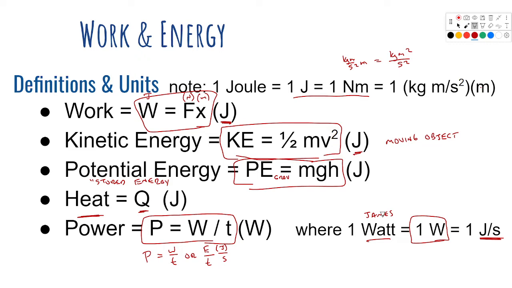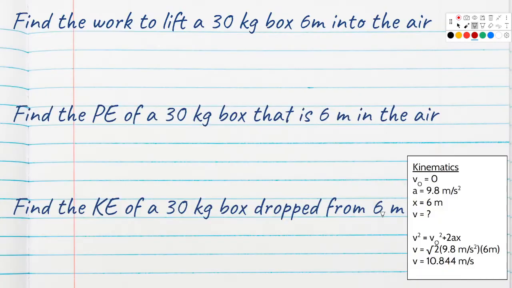That's kind of a big deal, so they named the unit after him. All right, here are those examples I promised you. Find the work to lift a 30-kilogram box into the air. So as soon as I see that word work, I'm going to go ahead and write down work equals force times distance.